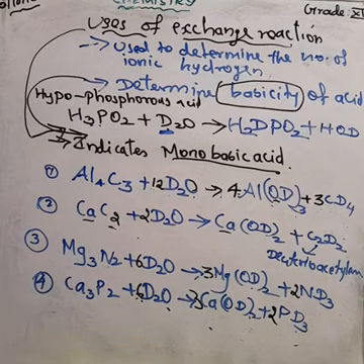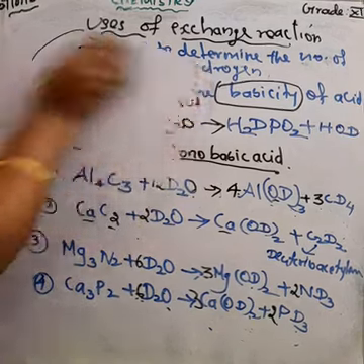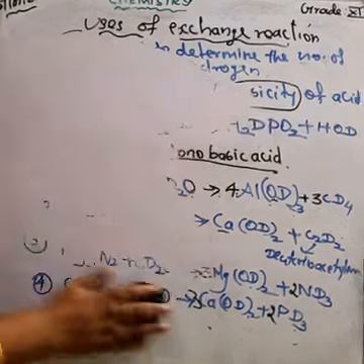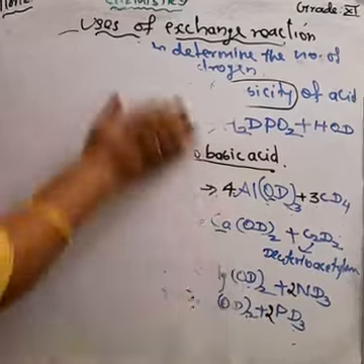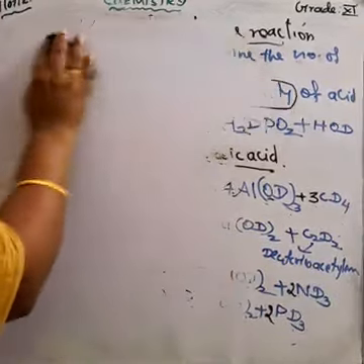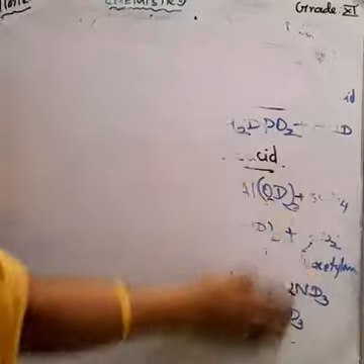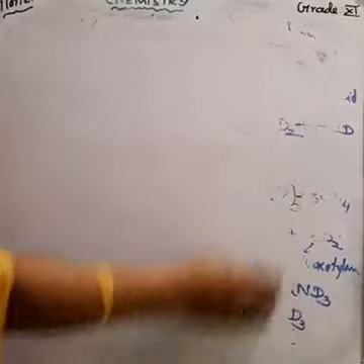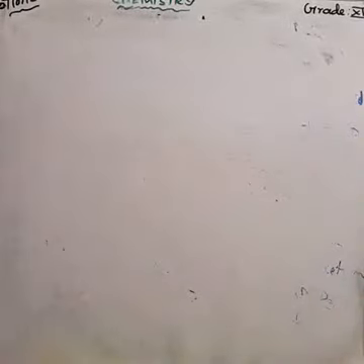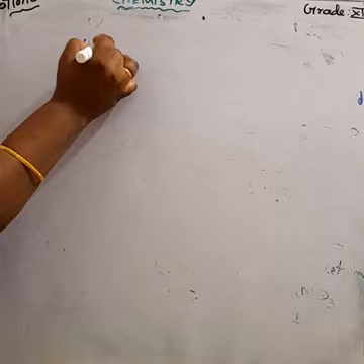And then we are going to study the uses of heavy water. This is the chemical properties. We completed up to the chemical properties of heavy water. Now we are going to study the uses of heavy water. What are the uses of heavy water? There are 3 uses given. Very important book back question also.